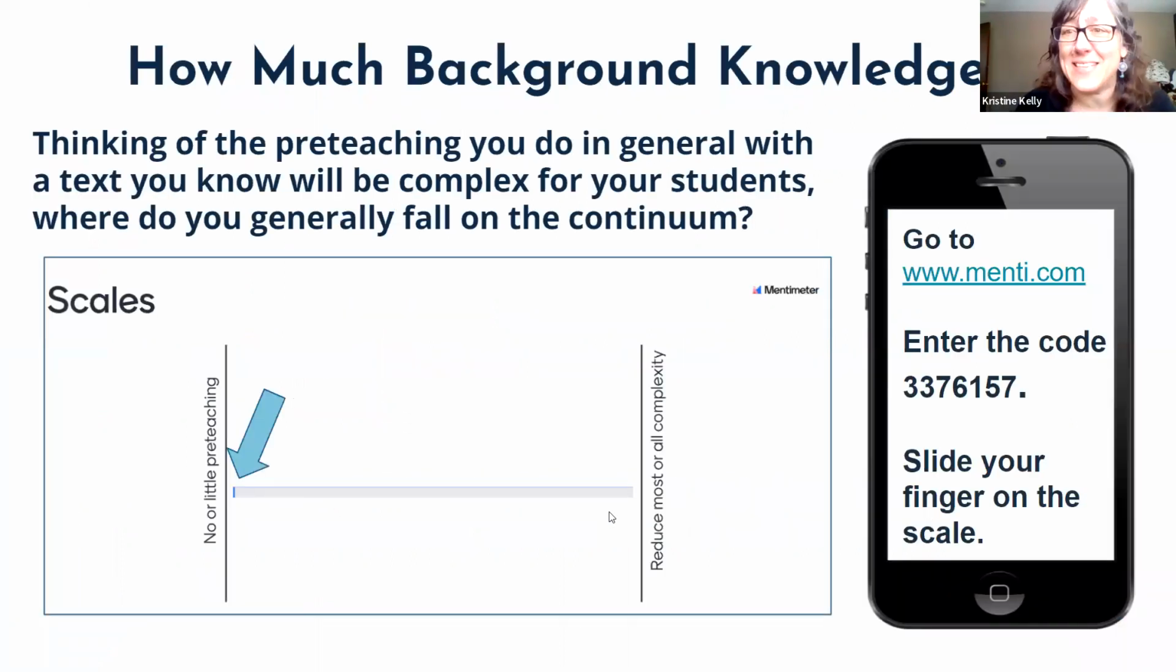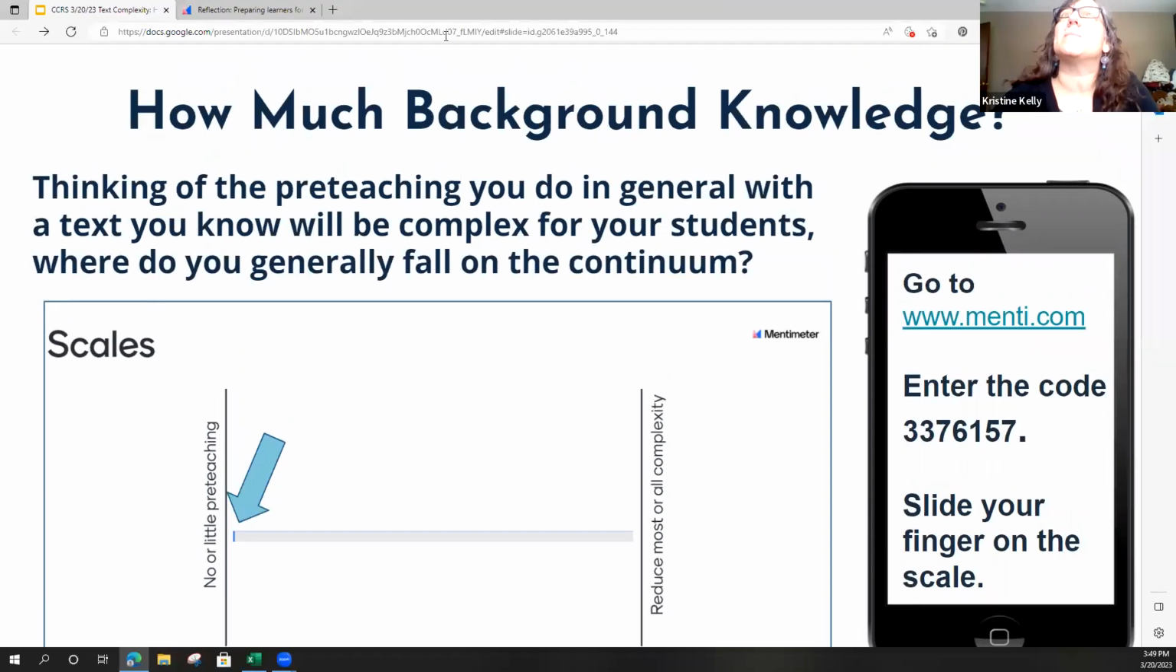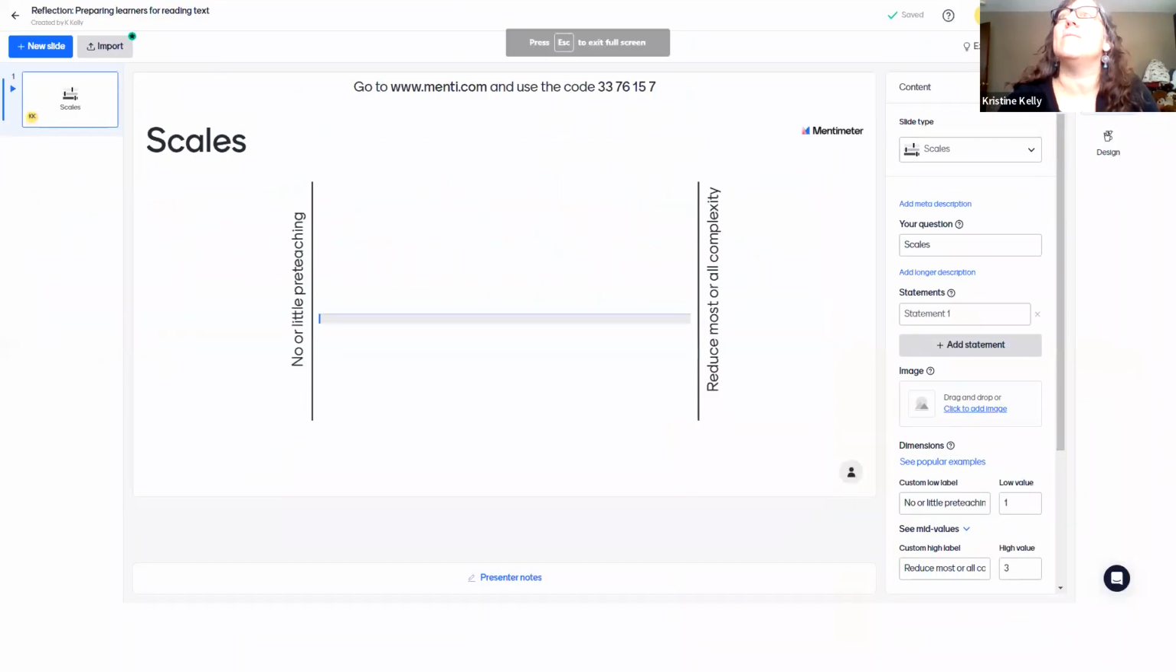So I want you to do a Menti here. Patsy's going to put in the chat box the information that you need to go to www.menti.com. If you haven't used this before, you're going to get a box and you need to enter a code. And that code is here, 3376157. And this is a finger slide scale. I love to use these with students with learning targets, where it says, I can use a comma before a coordinating conjunction, and then they can slide it. It's a great little formative assessment. And what I'm going to do is I'm going to go here so that we can see live.